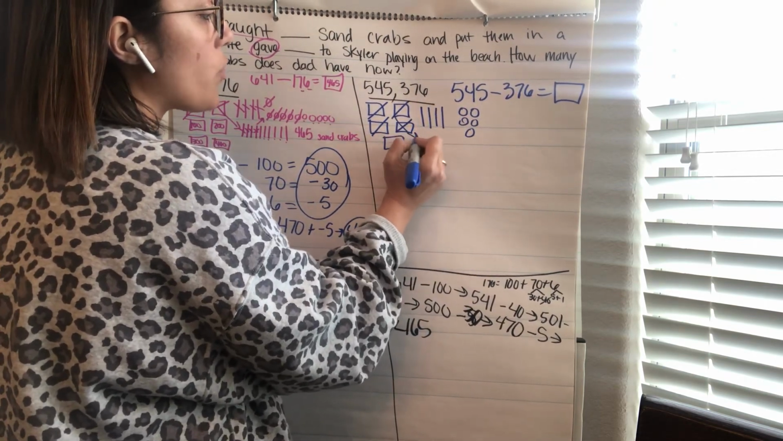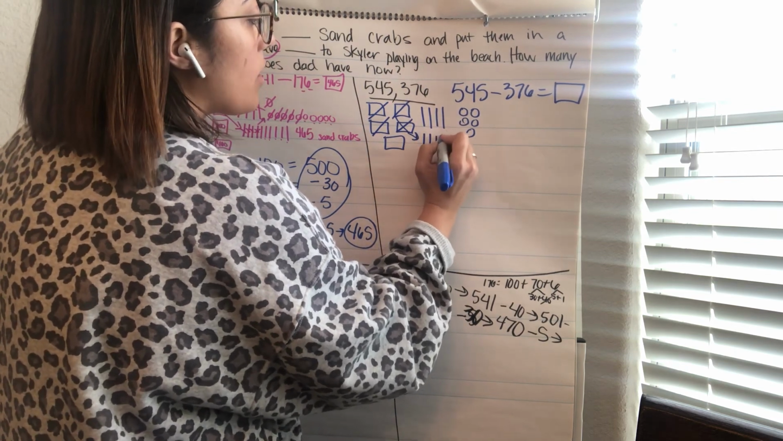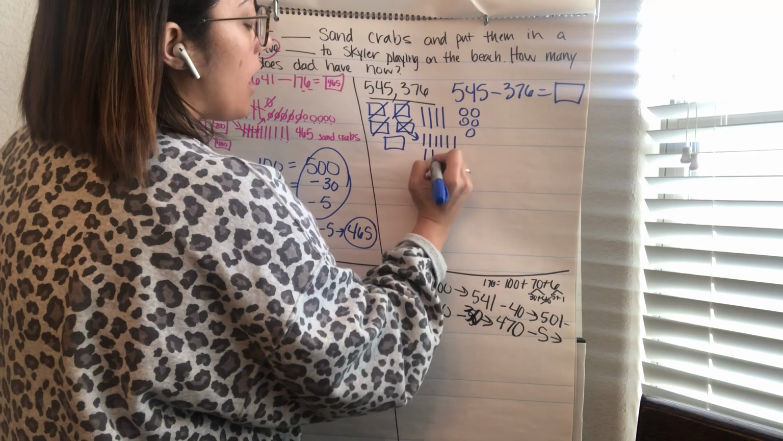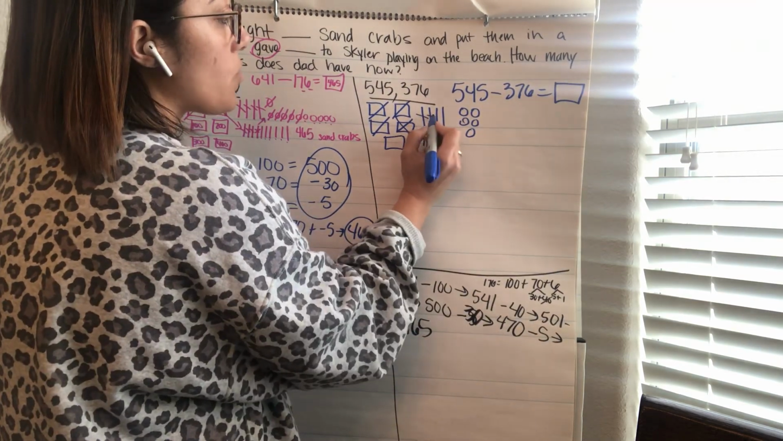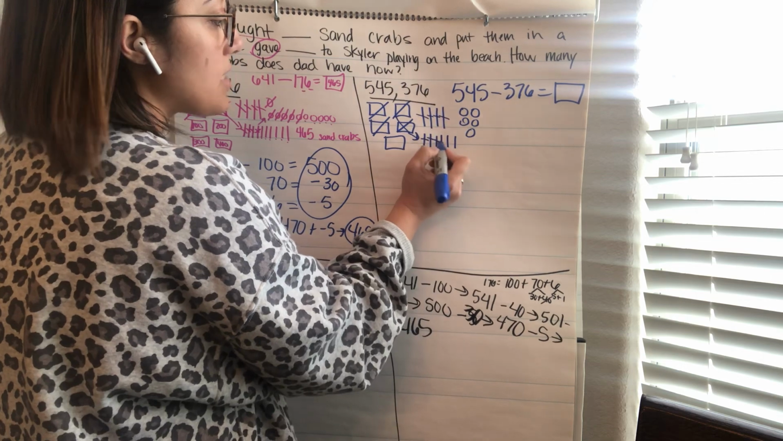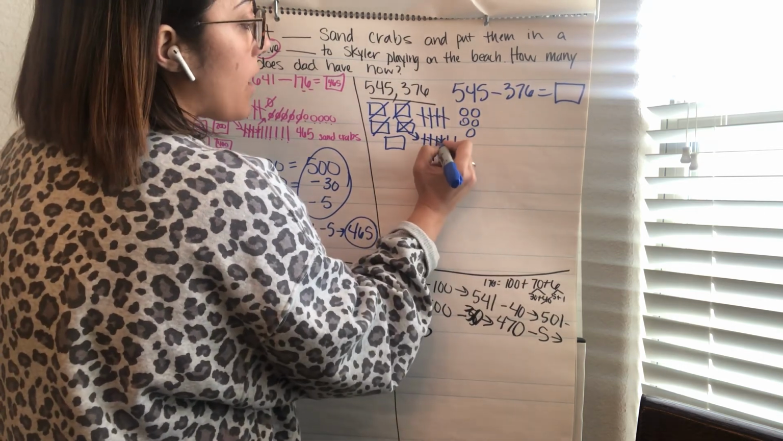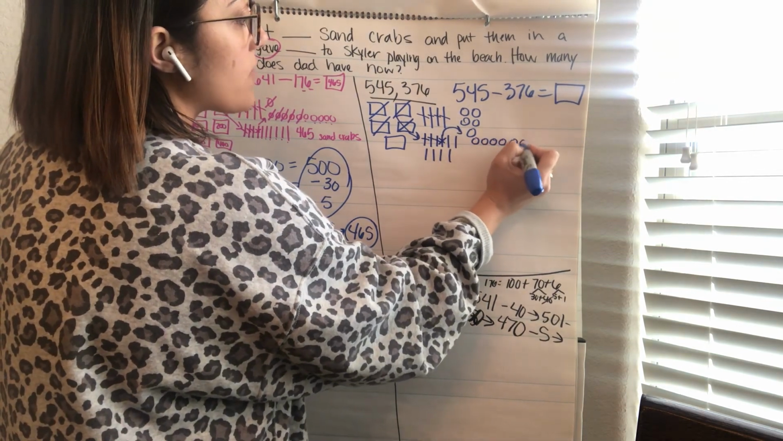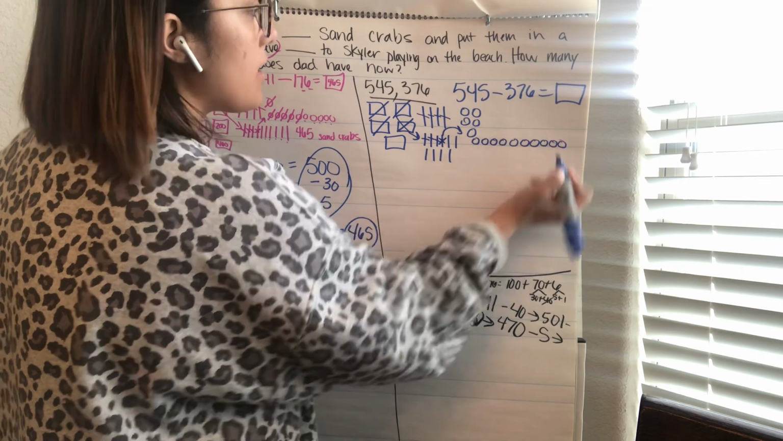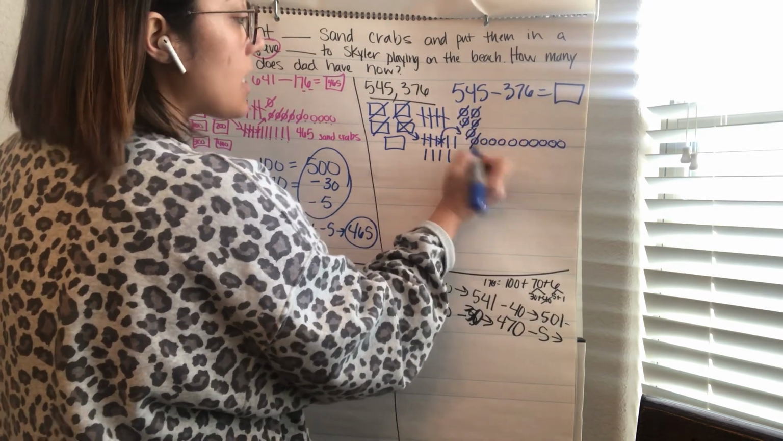So I'm going to regroup that into 10 tens: 10, 20, 30, 40, 50, 60, 70, 80, 90, 100. Now I can take away 70: 10, 20, 30, 40, 50, 60, 70. I need to take away 6, but I can't. So I'm going to regroup that 10 into 10 ones: 1, 2, 3, 4, 5, 6, 7, 8, 9, 10. Now I'm going to take away 6: 1, 2, 3, 4, 5, 6.